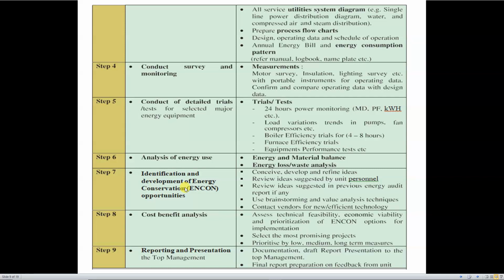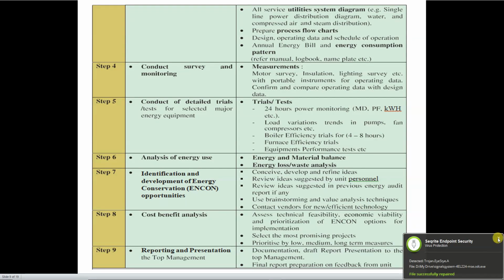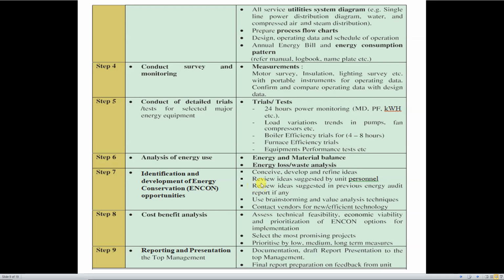energy. Suppose your furnace is running at 1 kilowatt per hour. What are the different ways that you can implement to make your furnace run at 0.5 kilowatt per hour, or 0.7, 0.9 kilowatt per hour? That is nothing but the energy opportunity. Okay, identification of energy opportunities. So by finding out the different energy or conservation opportunities, we can conceive and develop different ideas for energy conservation.